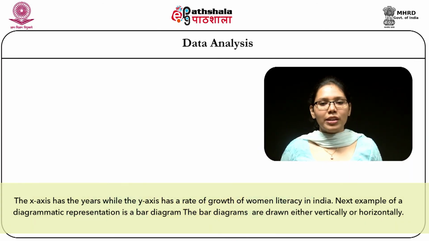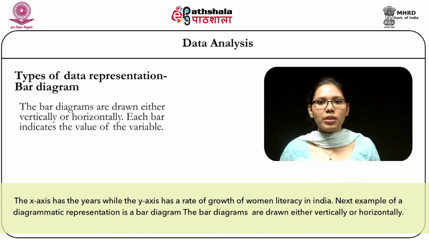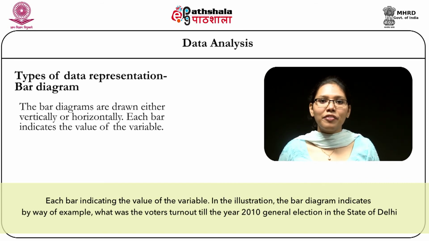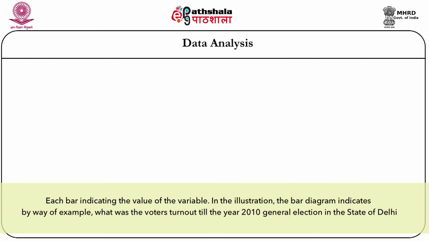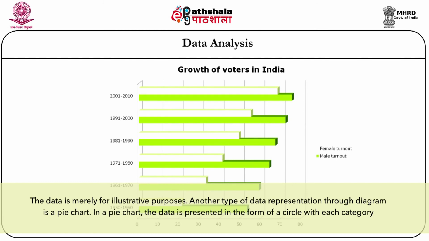Next example of a diagrammatic representation is a bar diagram. The bar diagrams are drawn either vertically or horizontally, each bar indicating the value of the variable. In the illustration, the bar diagram indicates, by way of example, what was the voters' turnout till the year 2010 general election in the state of Delhi. The data is merely for illustrative purposes.